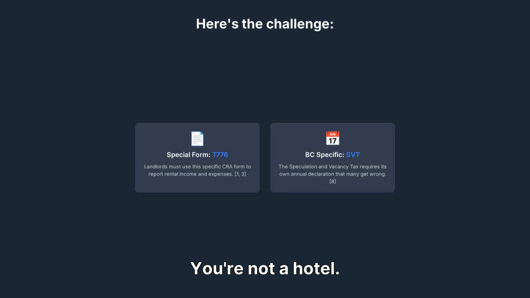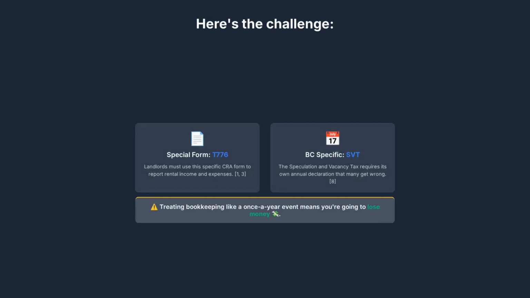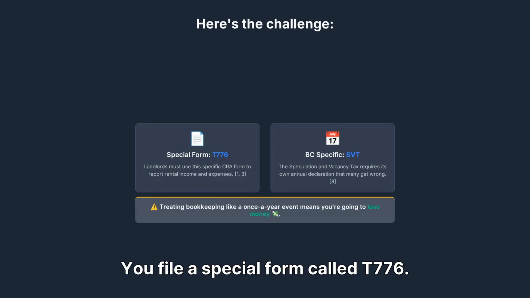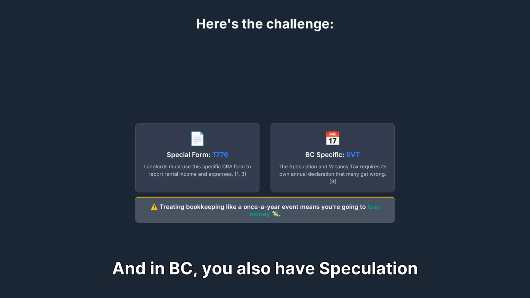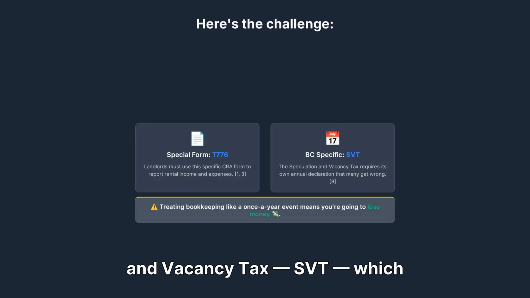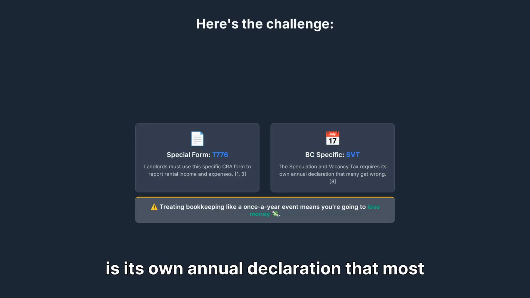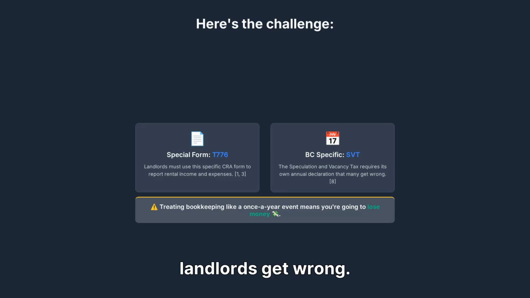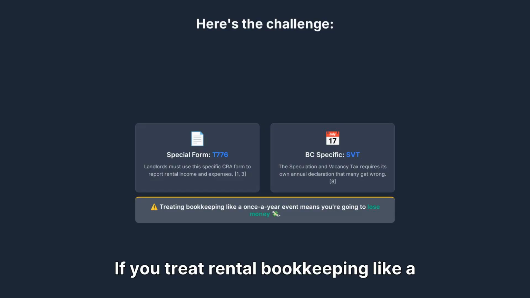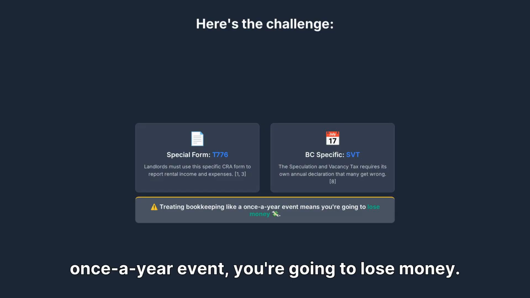You're not a hotel. You don't charge GST. You file a special form called T776. And in BC, you also have speculation and vacancy tax, SVT, which is its own annual declaration that most landlords get wrong. If you treat rental bookkeeping like a once-a-year event, you're going to lose money.